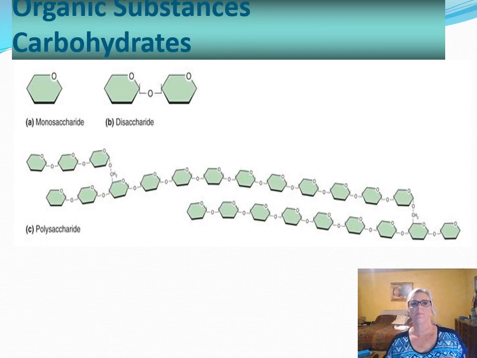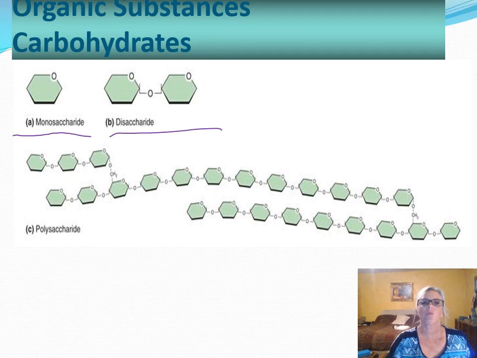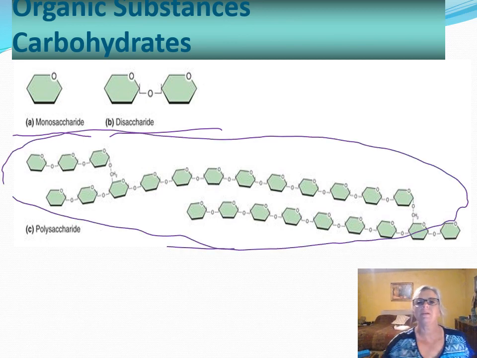Here we can see a little bit better the different size of our saccharides. Up here we have our monosaccharide. You can see that it has one ring structure, that's one six-carbon ring. Then you have your disaccharide. It is going to be two of those 6 carbon rings joined together. And then here is a polysaccharide, many of them joined together in a complex structure.